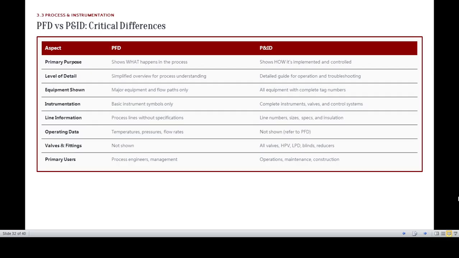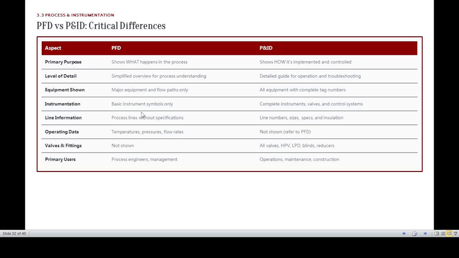The primary purpose of the PFD is to show what happens in the process. The P&ID shows how it is implemented and controlled. Level of detail: the PFD is a simplified overview for process understanding. The P&ID is a detailed guide for operations and troubleshooting. Equipment shown: the PFD shows the major equipment and the flow process only. The P&ID shows all equipment with complete tag numbers.